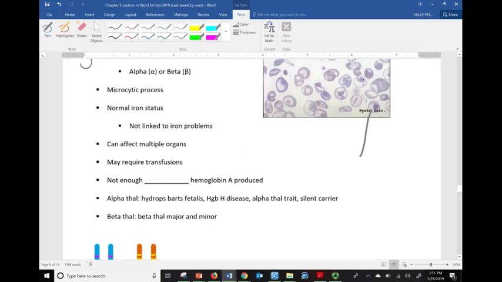So like we said, it's a microcytic process. They'll have a microcytic form of anemia. They have normal iron status. It's not related to iron problems whatsoever. It can affect multiple organs, and we'll talk about that when we get to the different categories of thalassemia. And thalassemia can require patients to have a transfusion.